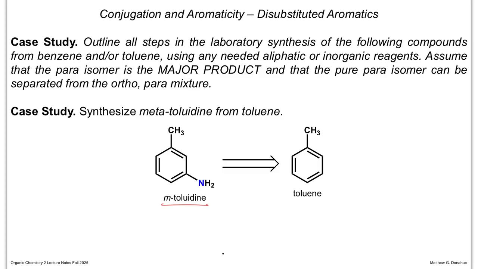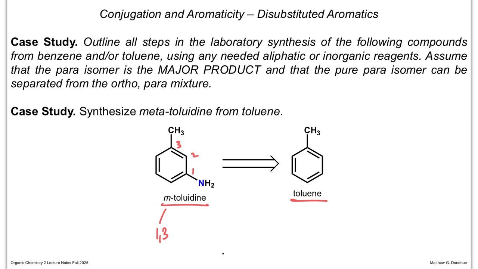So again, meta is the 1-3 relationship. And a lot of these mono or di-substituted benzenes have common names. So toluidine is not the IUPAC name. If you're not sure of what it is, you can look in your textbook or Google the name, you'll find out. And so it wants us to start from toluene.